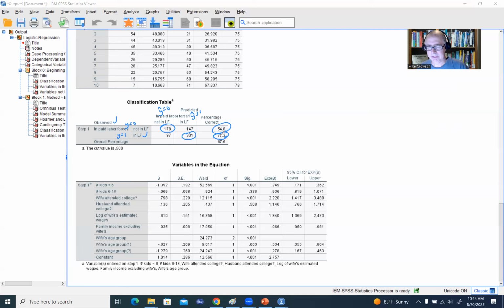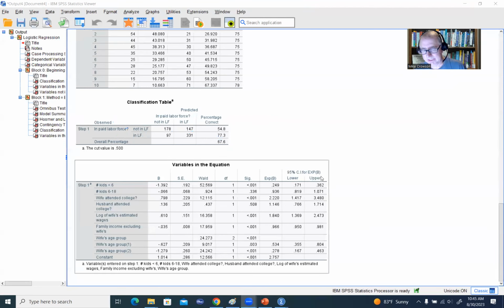If we take the sum of 178 and 331, those two accurate predictions, and divide that by the total number of cases in our data set, that gets us the total accuracy of the model. So the total classification accuracy of the model was 67.6%.